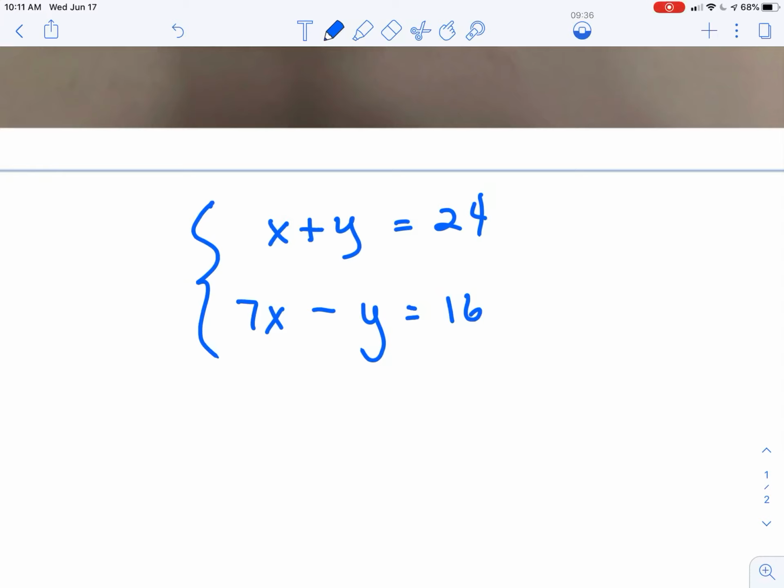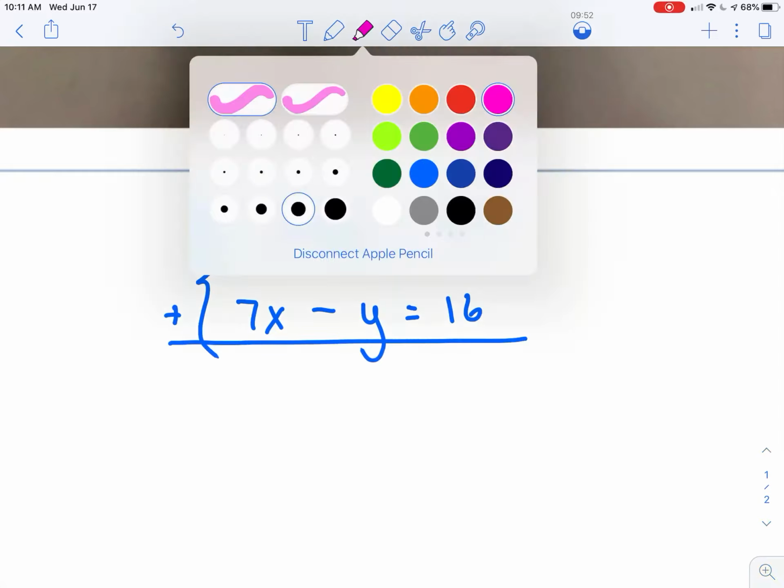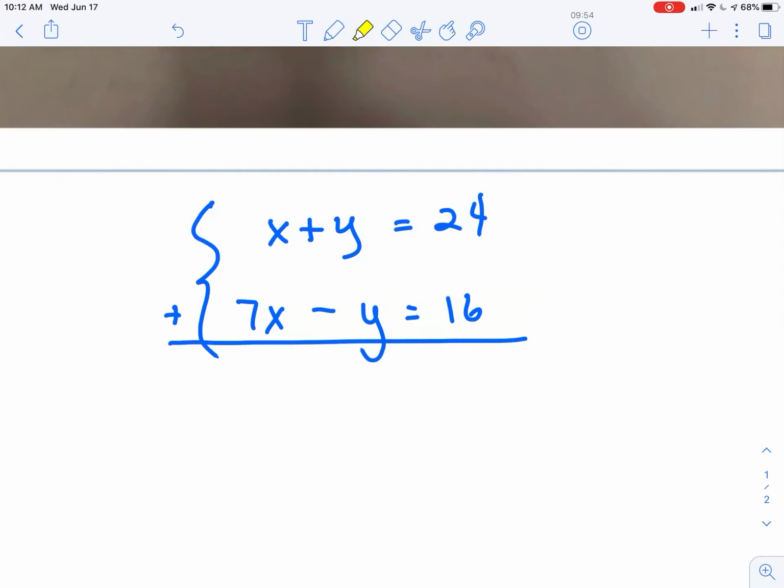All right, so we look to add these together. That's what we've learned to do. We're looking to see how my equations are already set up so that I can just do the addition, or do I have to change anything so that I can eliminate one of those variables? What I notice here is plus y, minus y. That's going to get rid of my y's, and that's what I want to do.